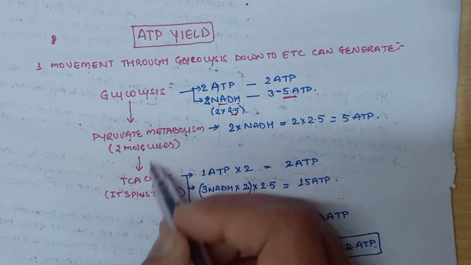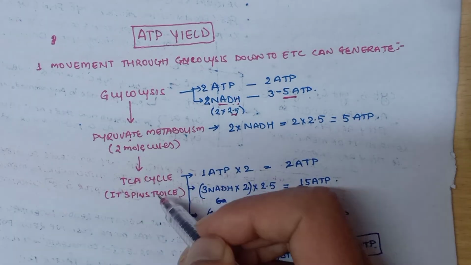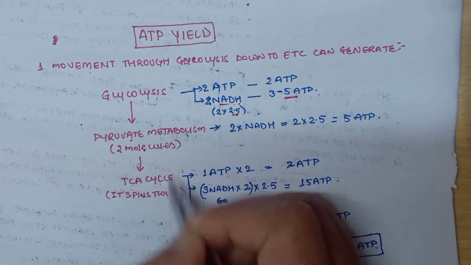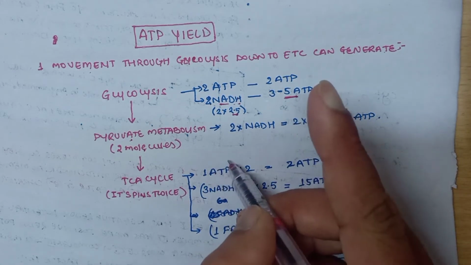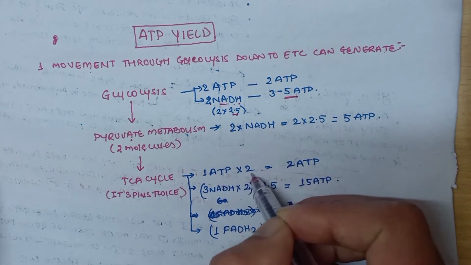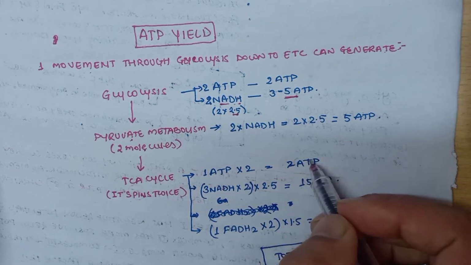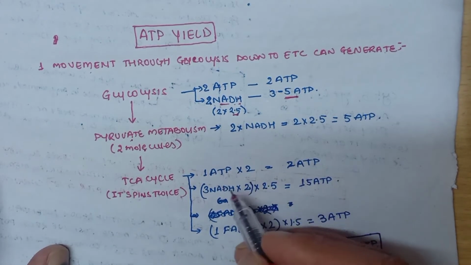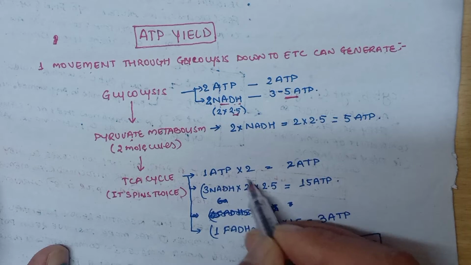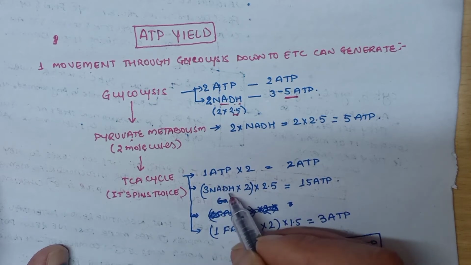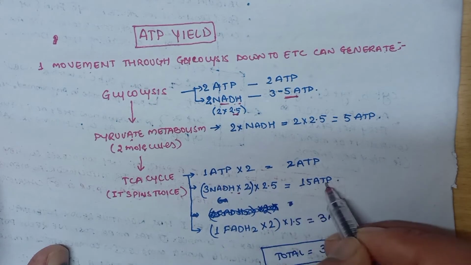Now this pyruvate will enter the TCA cycle. The TCA cycle takes 2 turns, so it will spin twice. For a single spin of the TCA cycle it will produce 1 ATP, so in 2 turns it will produce 2 ATP. This is the direct ATP produced in the Krebs cycle. One turn of the Krebs cycle will produce 3 NADH, so 2 turns will produce 6 NADH. So 6 into 2.5 will give you 15 ATP.